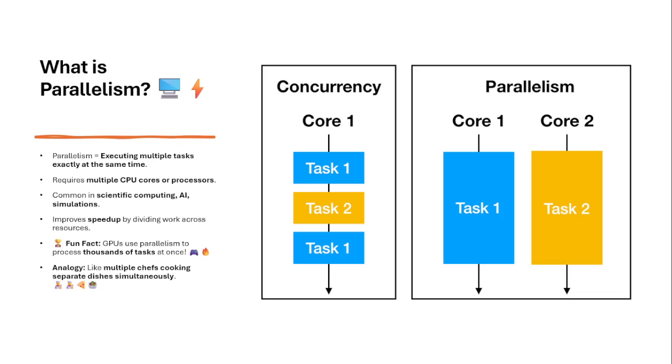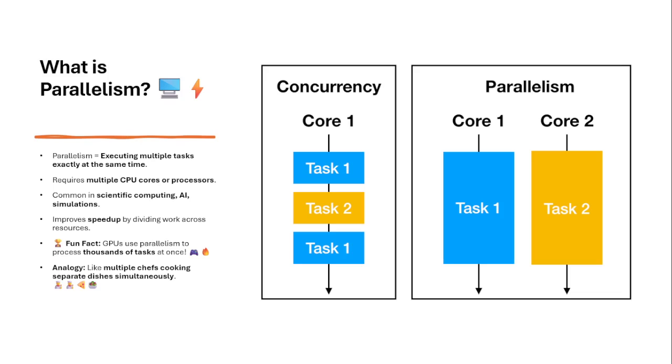Have you ever wondered how computers handle massive workloads efficiently? How do AI models train on millions of data points, or video games render complex graphics so smoothly? The answer lies in parallelism. Parallelism is the ability to execute multiple tasks at the exact same time. Unlike concurrency, where tasks make progress together but not necessarily simultaneously, parallelism requires multiple CPU cores or processors to truly run tasks in parallel.